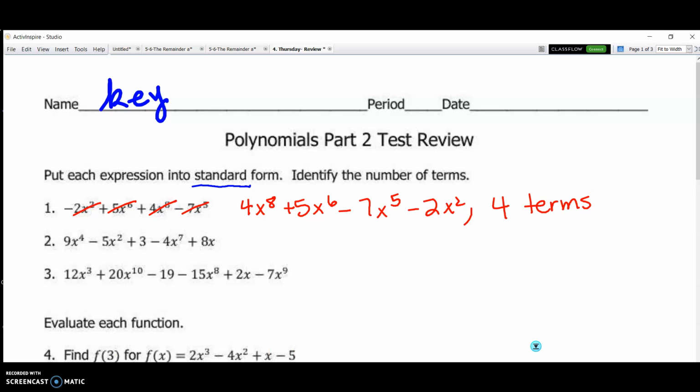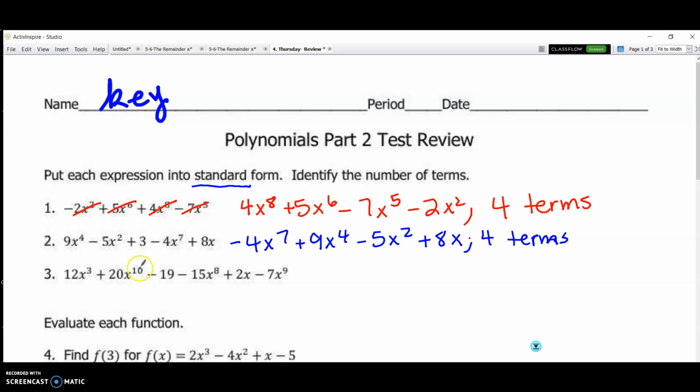Okay, same thing here. So the largest exponent is 7. So negative 4x to the 7th, then plus 9x to the 4th, minus 5x squared, plus 8x. And there are 4 terms here as well. We don't count the ones that are missing. It's just the ones that we actually see here.